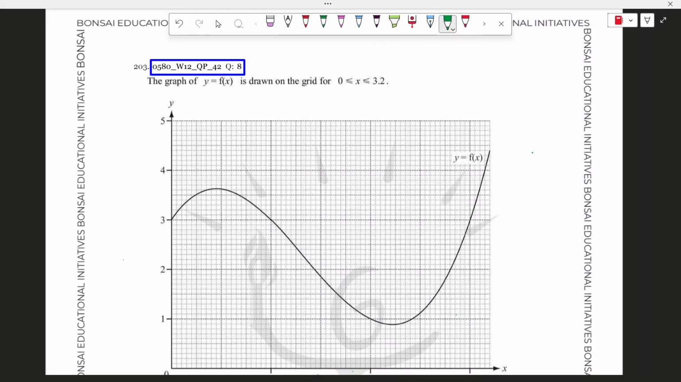So hello students, today we are going to start the past paper for the graph of functions. Let us see the first problem. The graph of y equal to f of x is drawn on the grid. It had already been drawn here.